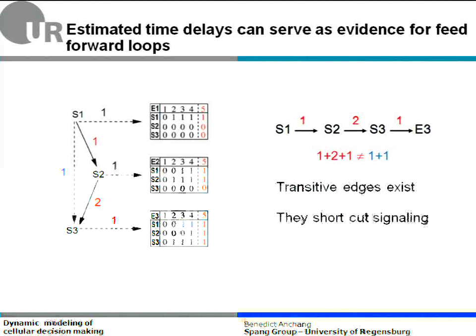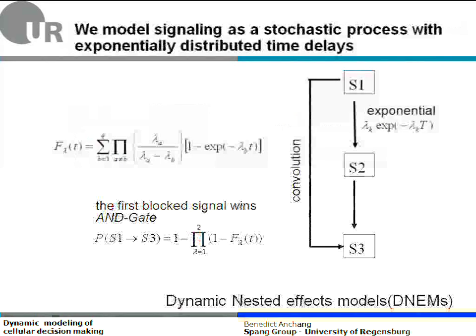However, this is a simple scenario. In reality, gene expression is a stochastic process, and as I said, we don't usually know which target genes are being controlled by which signaling genes. And that is how the dynamic nested effect model works. So in principle, we model signaling as a stochastic process with exponentially distributed time delays. So given a hierarchy of signaling steps, we assume that each step is exponentially distributed with a certain expectation. So in practice, we actually model the signal propagation rates.